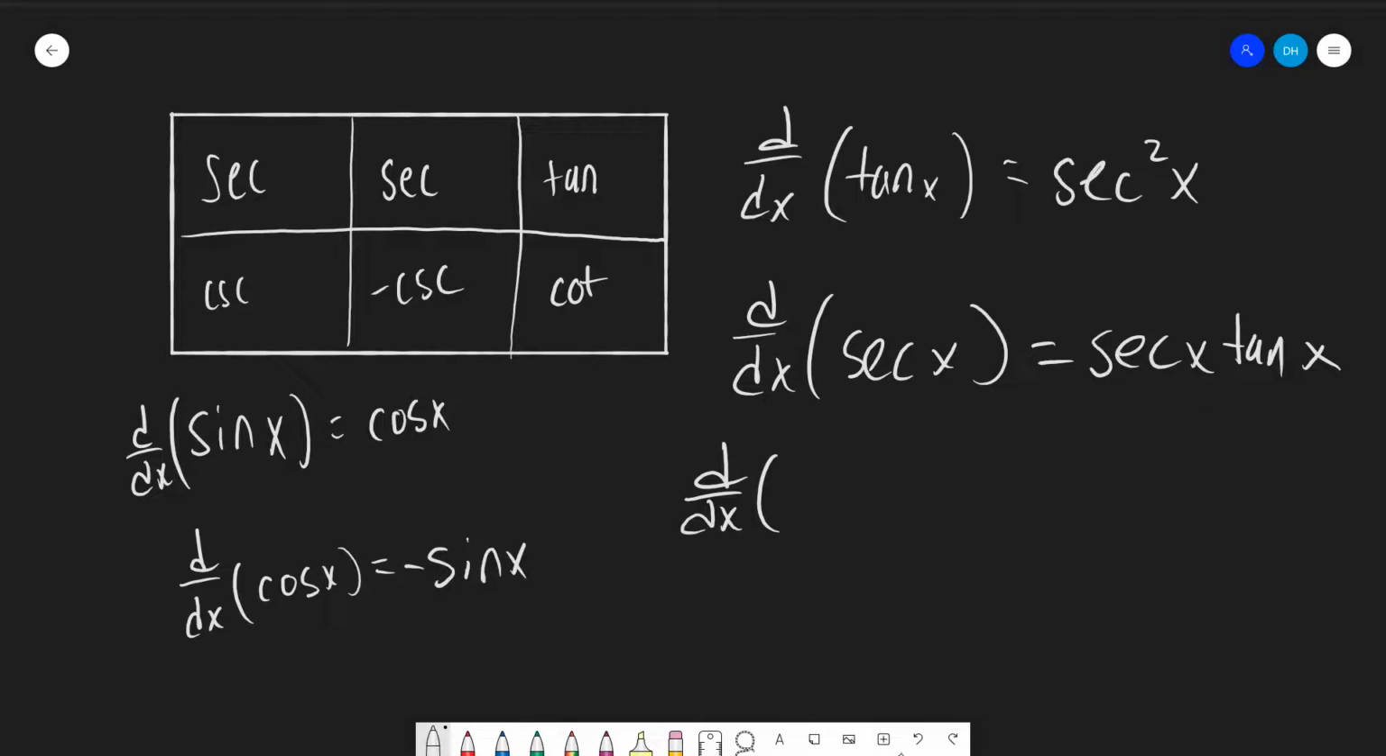And same thing with the bottom row, the derivative of cotangent. Well, you look at the row it's in. Cotangent's right here, and cosecant and negative cosecant. So your answer is going to be negative cosecant x squared.